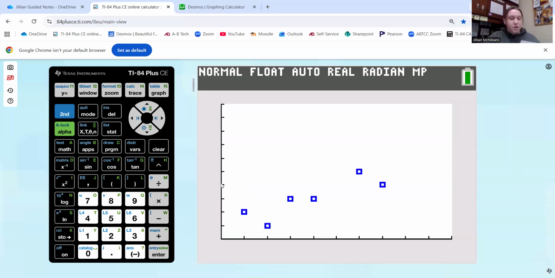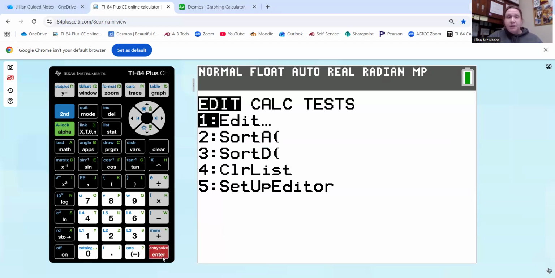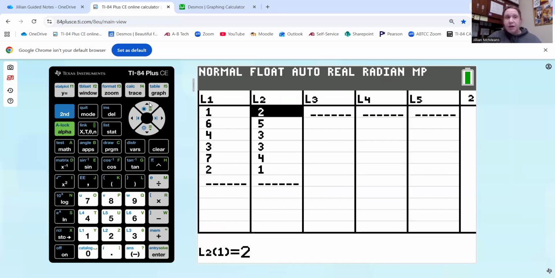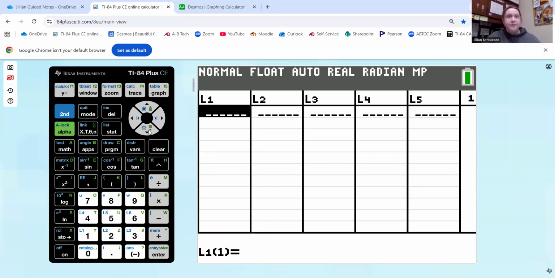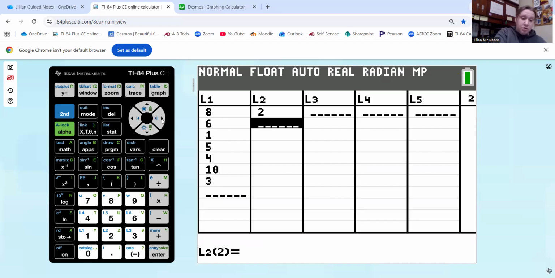On your worksheet, let's go back to, first of all, stat, and we want to edit a list. We're going to clear out L2 and L1. So go up to L2, hit clear, go down, go over to L1, hit clear, and go down. And then for the X's, we have 8, 6, 1, 5, 4, 10, and 3. And then for the corresponding Y's in the proper order, we have 2, 4, 10, 5, 6, 2, and 9.